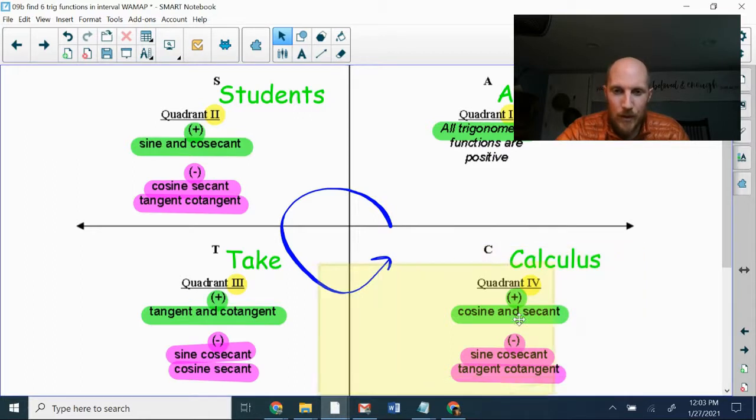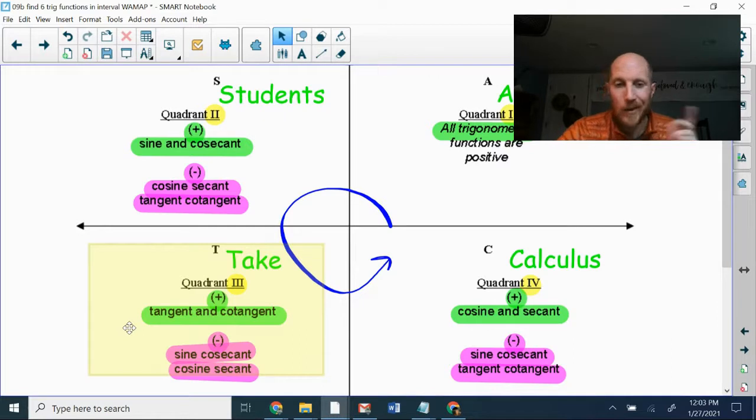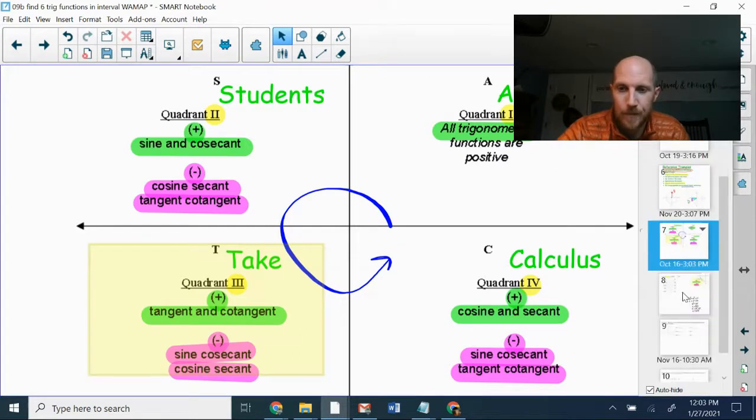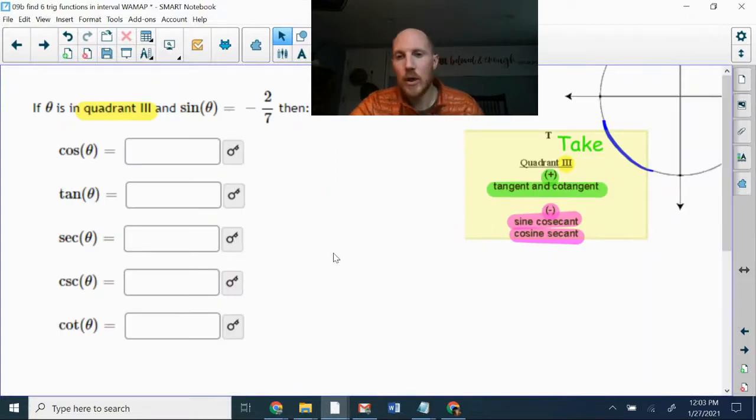This is a reminder from that first part of the do now. We were in quadrant 3, and our notes page would be an easy way to determine which of the trig ratios are positive or negative, or we can use that memory device: All Students Take Calculus, and so we know T is the third letter there. So in quadrant 3, from that first part of the do now, we'd be looking at tangent as positive along with its reciprocal, cotangent. All right, so let's look at an example.